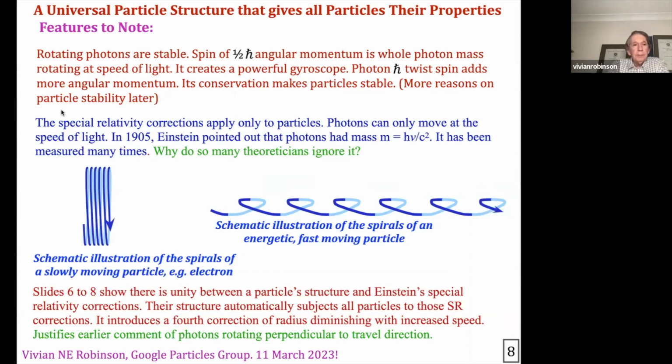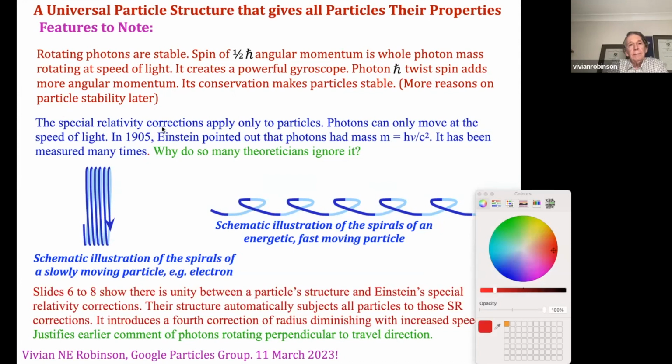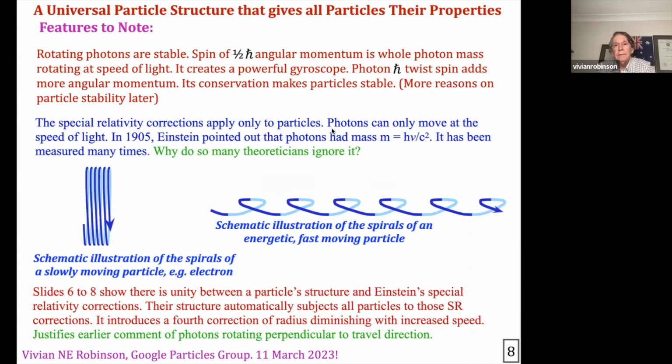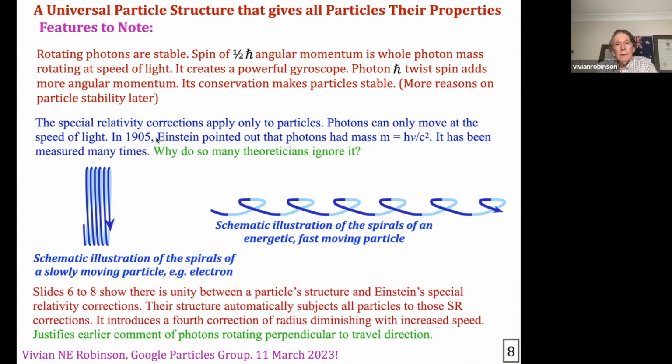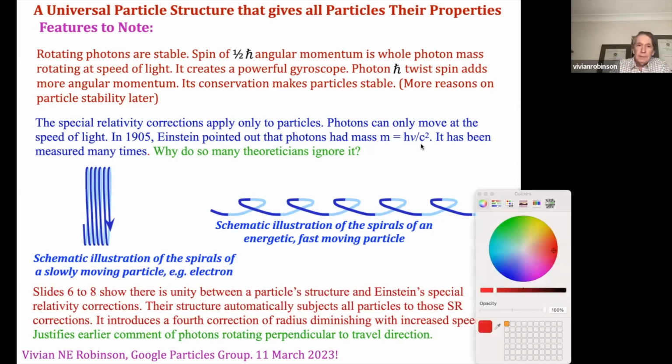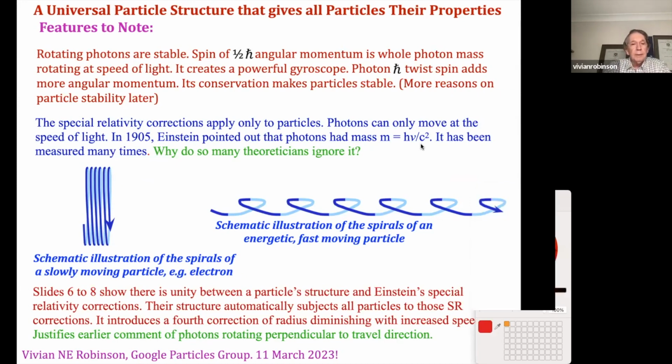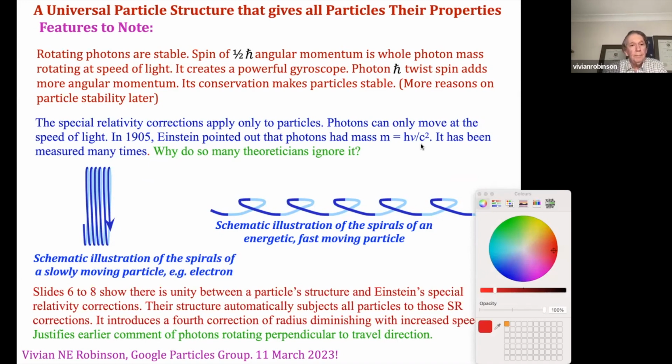I should also point out that in that derivation, the special relativity corrections apply only to particles. They do not apply to photons. Photons can only move at the speed of light, and whether it's traveling in a straight line or rotating, that axis is always at the speed of light. Now, as I said, in 1911, Einstein pointed out that photons had mass equals h nu over c squared. It has been measured many times. I'm at a loss why theoreticians keep ignoring it and try to pretend that they're massless particles.